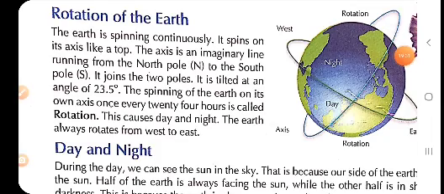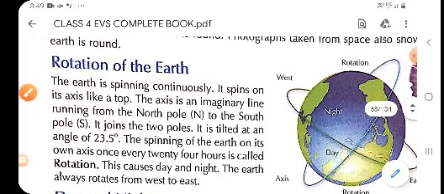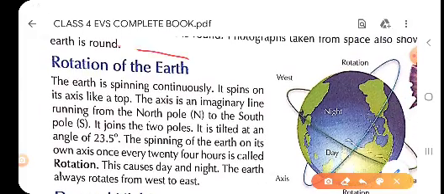So children, now we have understood the shape of the earth, that the earth is spherical. Now we are going to learn about the rotation of the earth. What is this rotation of earth? For reading about rotation of earth, we have to understand exactly the shape and positioning of the earth.